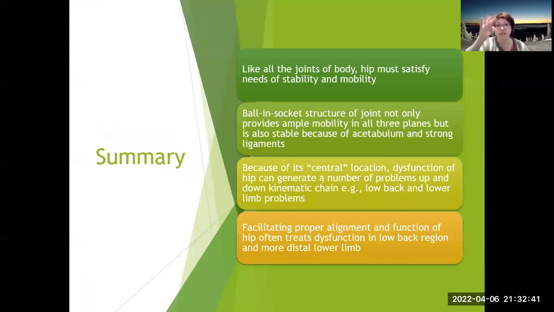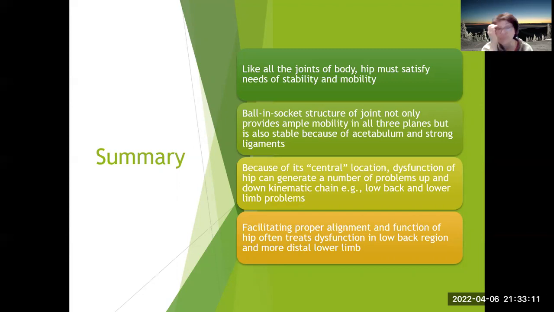So Trendelenburg gait. Really, like all joints of the body, the hip has to be stable and mobile. We expect a high level of stability and maybe not as much mobility, but still a lot. If we compare the two ball and socket joints, the shoulder joint and the hip joint, we expect an incredible amount of mobility from our shoulder joint and not as much stability. In the hip, we expect an incredible amount of stability and not as much mobility as the shoulder, but still a lot of mobility.